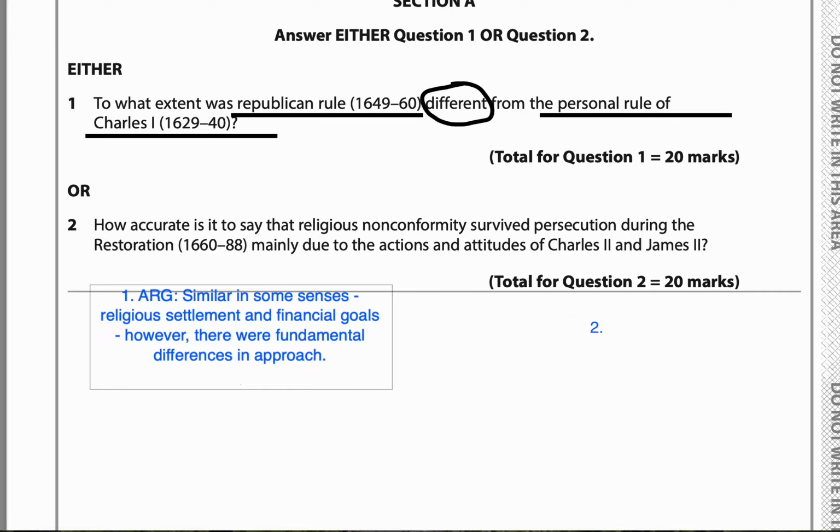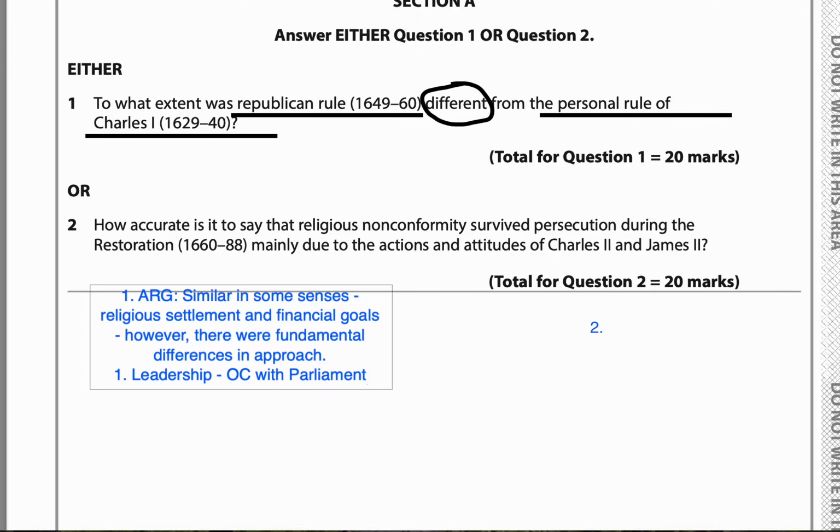Okay, so if we start off with paragraph 1, and this one is a different essay. It doesn't have a factor in the question, so you're not thinking, oh, it's talking about money or it's talking about religion or whatever. You've got to think of your own with this one, so it is quite tricky. So the paragraph that I would probably start with is on leadership. What I talk about in this is that you've got Republican rule, which was Oliver Cromwell, but generally with some sort of parliament.